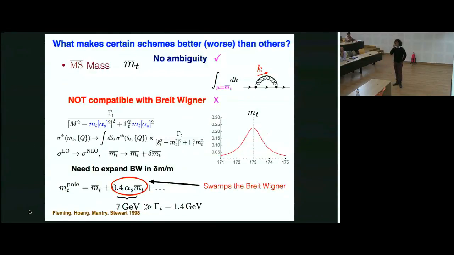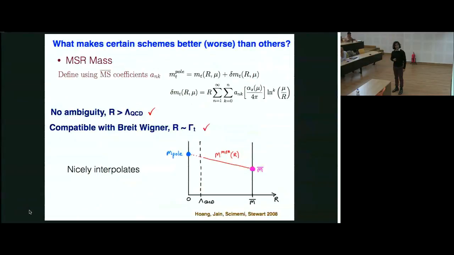One can also see this from power counting arguments. So the MS-bar scheme is not compatible with Breit-Wigner. And Breit-Wigner is important for measurements where I'm doing kinematic reconstruction of the top mass. More about that later, but then you can ask, okay, what kind of schemes are suitable for kinematic reconstruction where I use the Breit-Wigner?